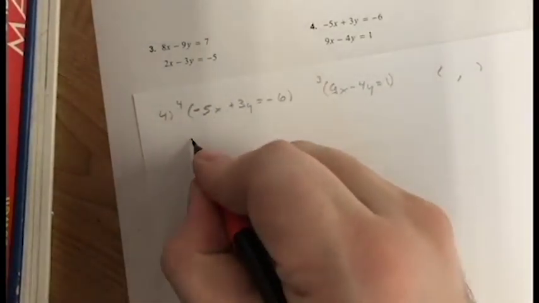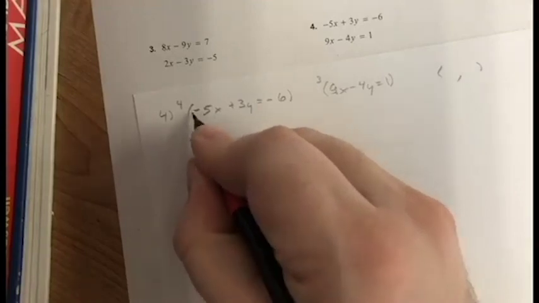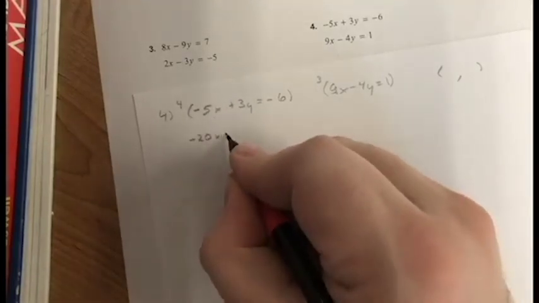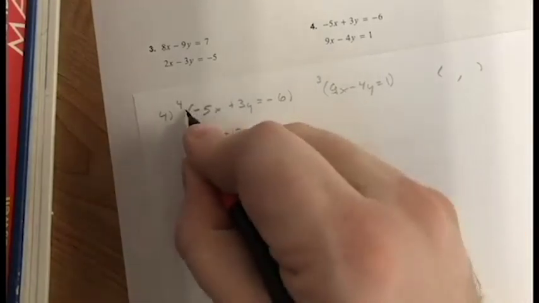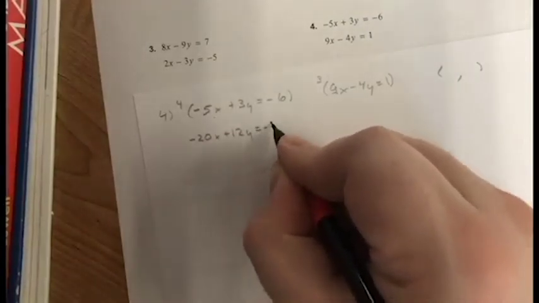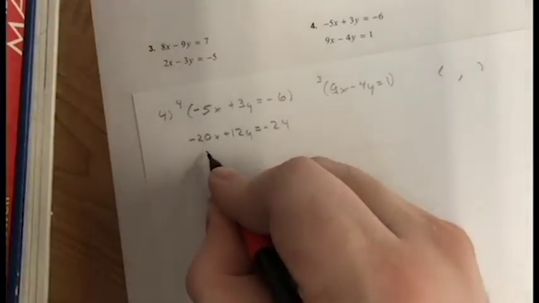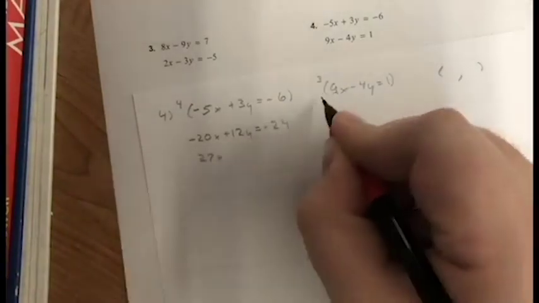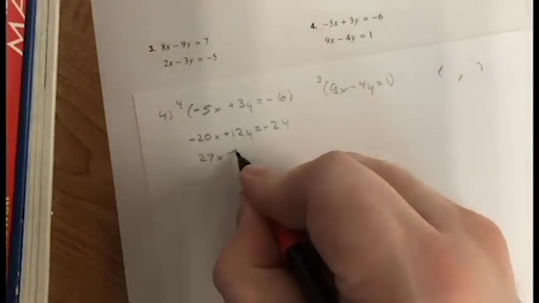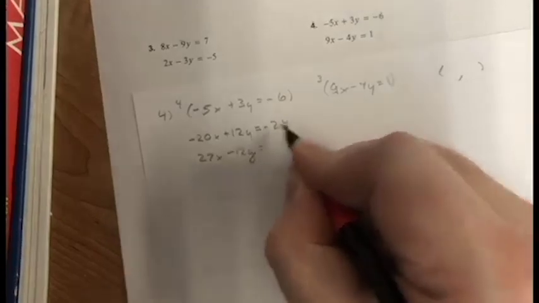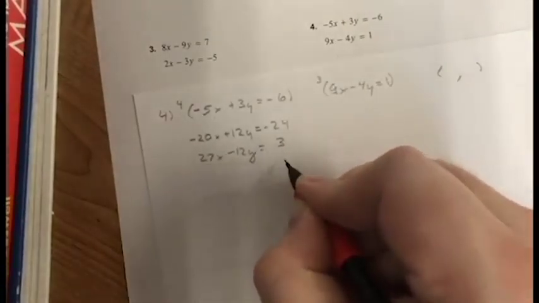4 times negative 5 gives me a negative 20x. 4 times a positive 3y gives me a plus 12y. 4 times a negative 6 gives me a negative 24. Now let's do the second equation. 3 times 9x gives me 27x. 3 times minus 4 gives me minus 12y. 3 times 1 gives me 3.